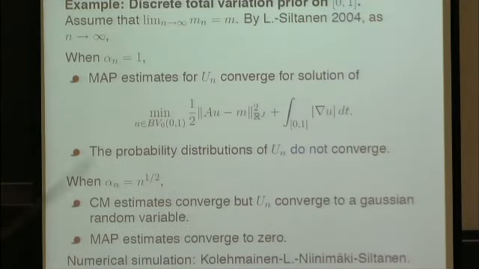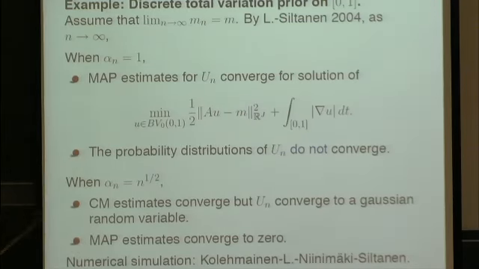And what does it mean? There are two good choices where you get some kind of convergence. One is that this parameter here is actually minus alpha, and this alpha is constant. Then the maximum a posteriori estimates converge to this total variation regularization problem, or the Rudin-Osher-Fatemi problem. But when we look at probability distributions, they don't converge at all. So there's no limit distribution.